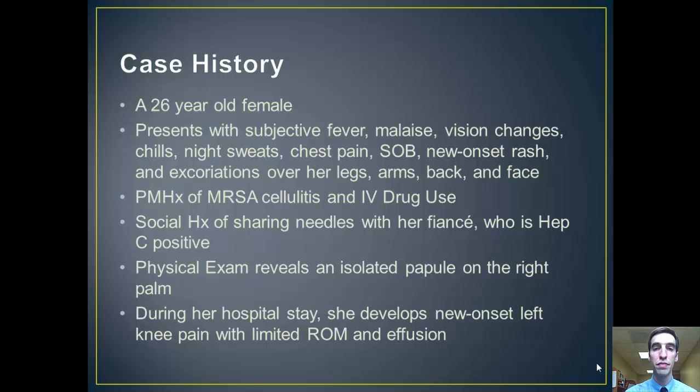She presented with subjective fever, malaise, vision changes, chills, night sweats, chest pain, shortness of breath, a new onset rash, and scratch marks over her legs, arms, back, and face. Her past medical history was significant for MRSA cellulitis, that's an infection of the skin, and IV drug use. Her social history is complicated by sharing needles with her fiancé, who is Hep C positive. Her physical exam reveals an isolated papule on her right palm, and during her hospital stay, she developed a new onset left knee pain with limited range of motion and effusion.